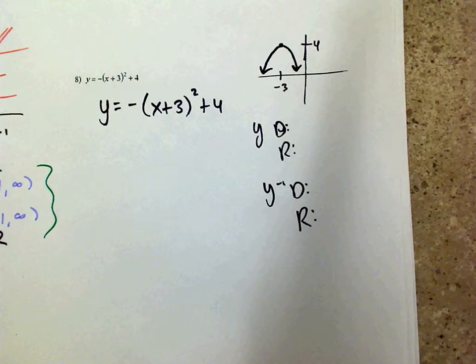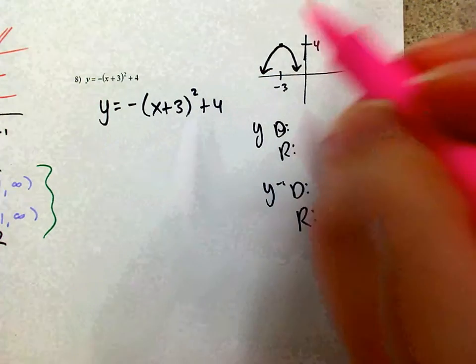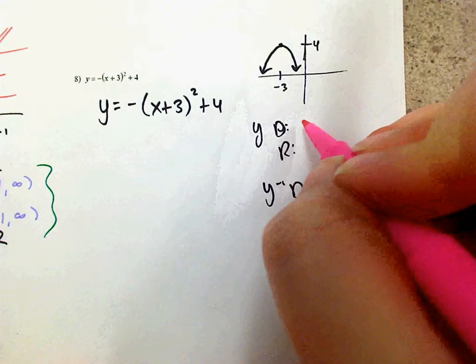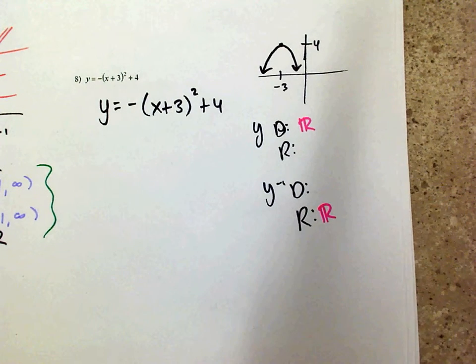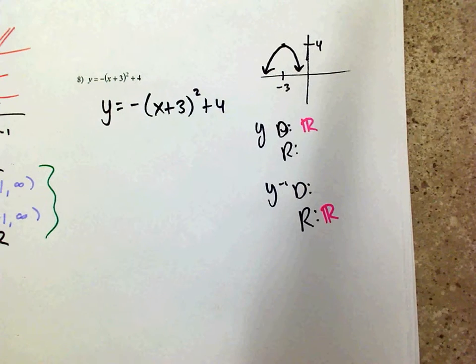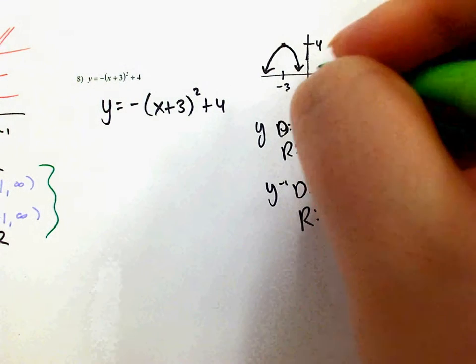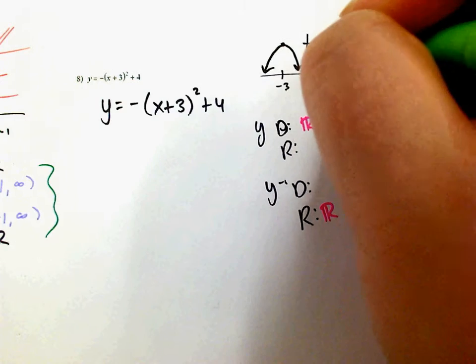Domain is left and right, and since this keeps going left and keeps going to the right, it's all real numbers for both. And then the range is up and down, so the lowest it goes keeps on going down to negative infinity, and then it goes up to, and it stops at 4. So negative infinity to 4.